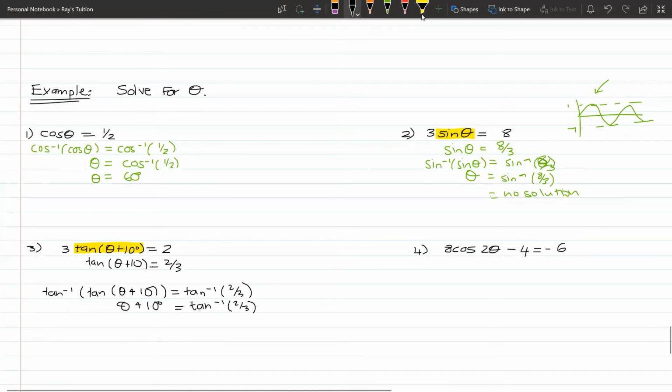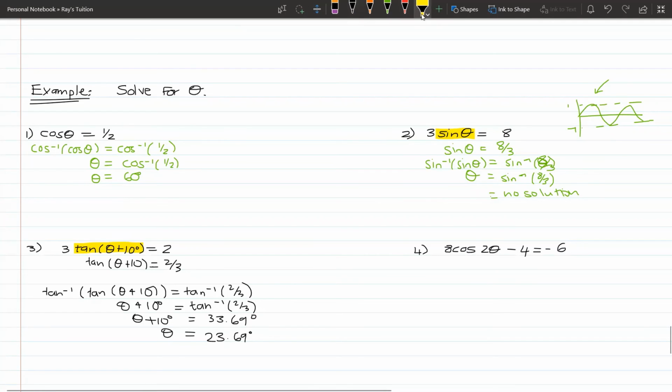Now typing that into the calculator, tan inverse of 2 over 3 is equal to, rounded off to 2 decimal places, 33.69 degrees. Now we can solve for theta by taking the 10 over, and when we take it over, we change the sign, so this becomes 23.69 degrees. Okay, so they're getting more and more complicated. Let us have a look at the last one.